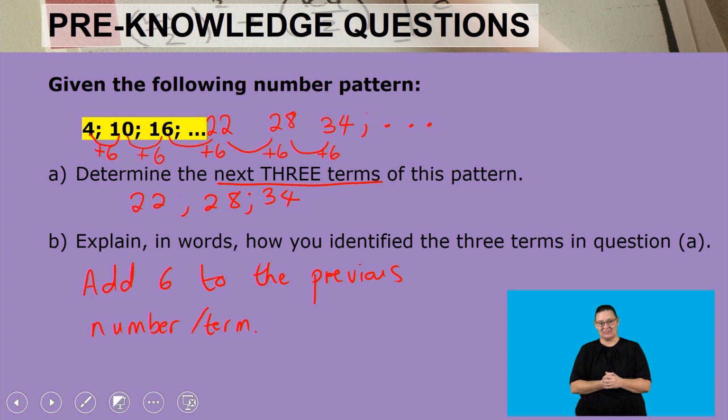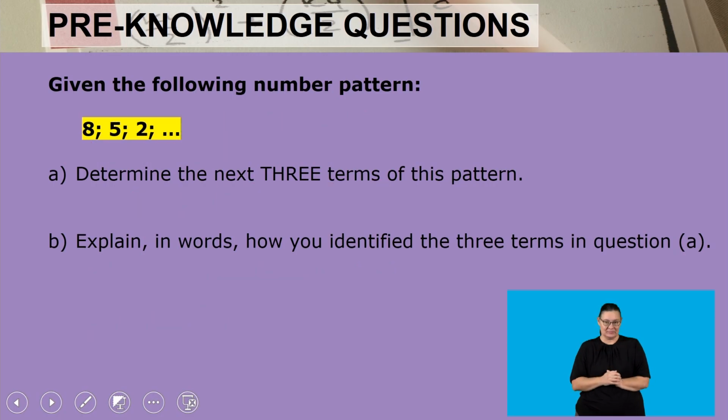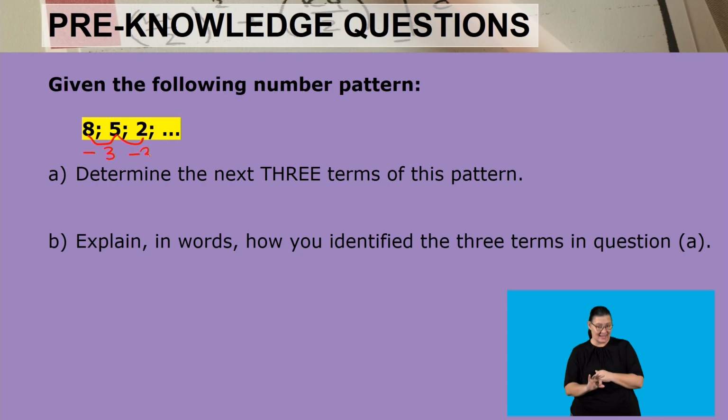All right, let's look at our next question. We have been given the following number pattern. It is an 8, a 5, and a 2. Can you recognize the pattern so that we can answer the first question that asks us to write down the next 3 terms? What do you think the pattern is? Well, from 8 to 5, we can see that we are subtracting a 3. So we are no longer adding, now we are subtracting. From 8 to 5, we are subtracting 3. What about from 5 to 2? Yes, again, we are subtracting 3.